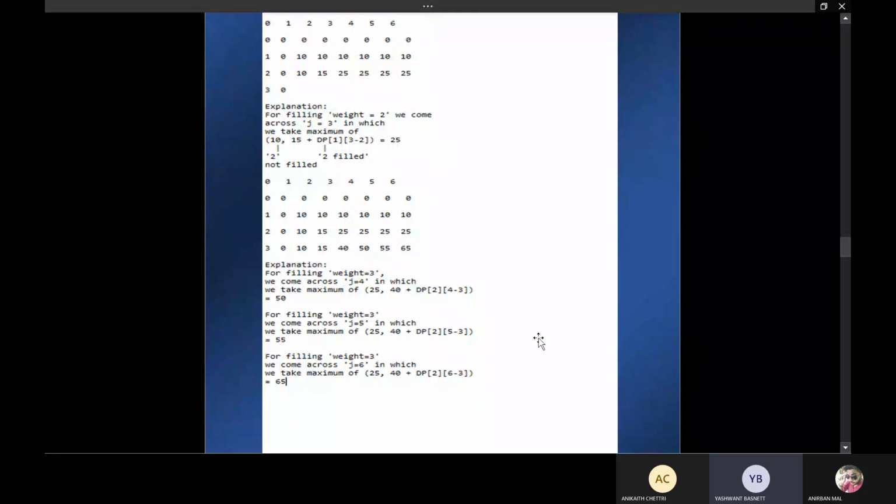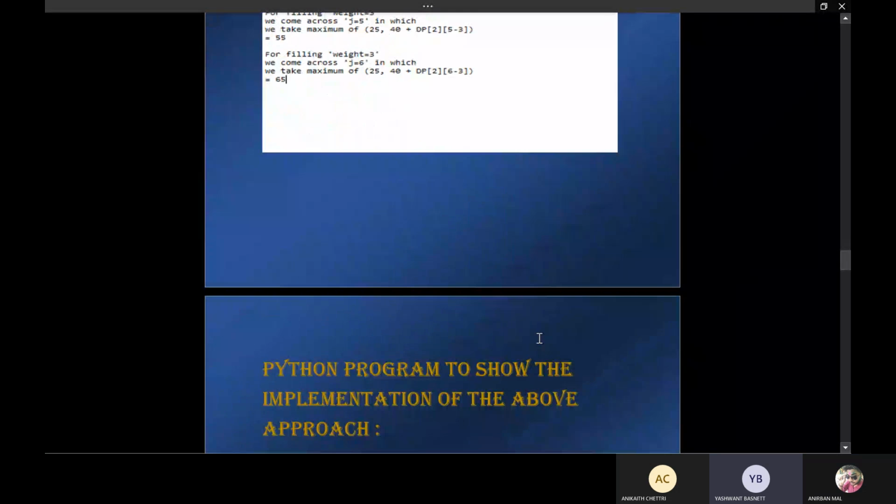And then for weight equals 3, we come across j equals 5, and we also take the maximum from there, which is 55. And then for weight equals 3 and j equals 5, we'll take the maximum from there, which is 65. So now this is the approach for using dynamic programming. Let us see this through a program that we have down below.